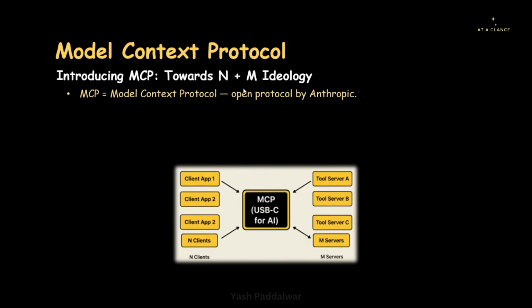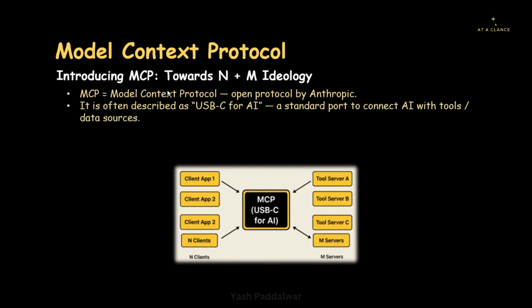MCP stands for Model Context Protocol. It is an open protocol which was developed by Anthropic. This MCP is often described as USB-C type for AI, a standard port to connect AI with tools or data sources. As in hardware, we know USB-C type is a common type of connector for connecting different devices. The same way, this MCP is termed as USB-C type for AI.